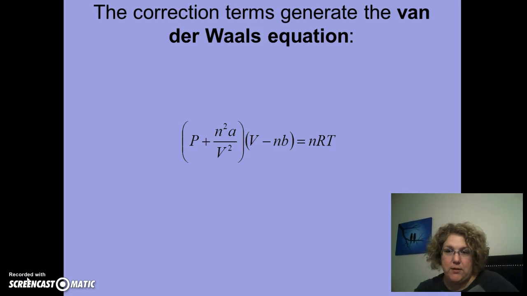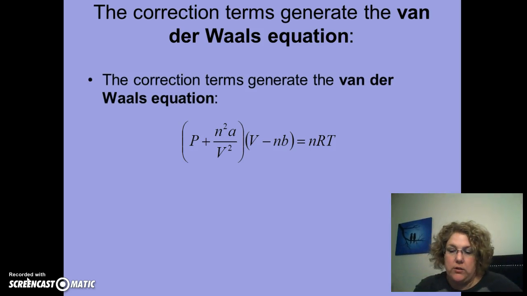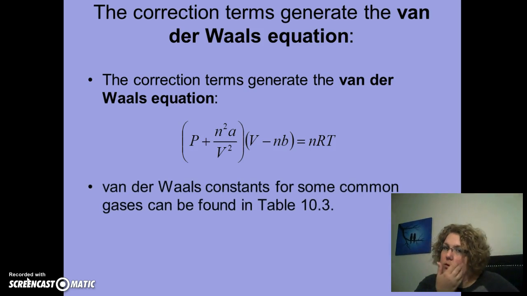Anywho, here is the van der Waals equation. So the correction terms A and B correct for A, the attraction between the molecules, and B, the volume of the molecules. So you need to know what A and B are both for. And then, of course, you're going to have to do the math. So this A and B, they're van der Waals constants. And there's some found in table 10.3 in your text.